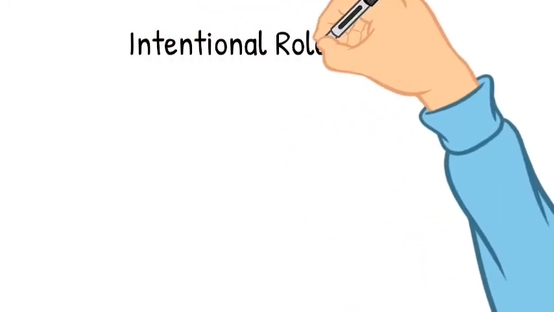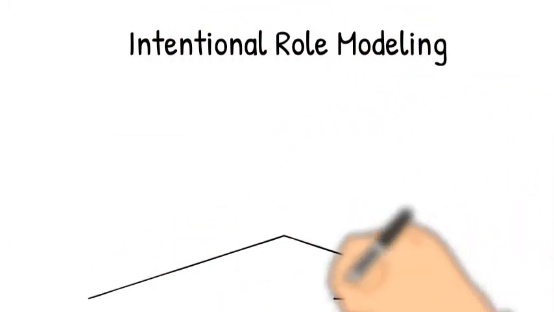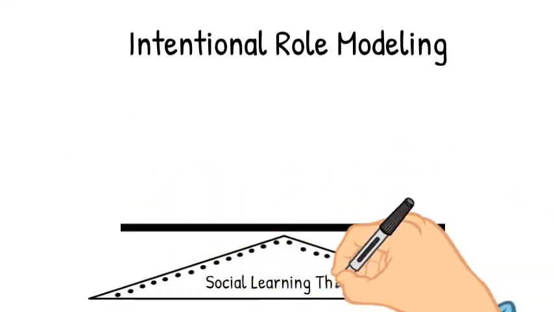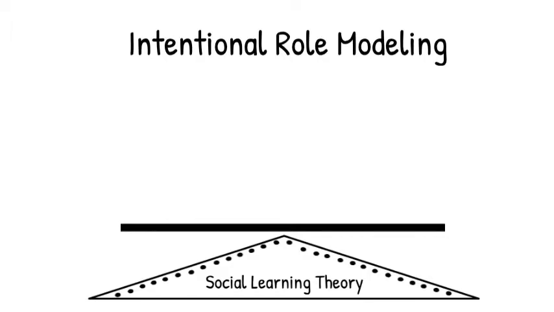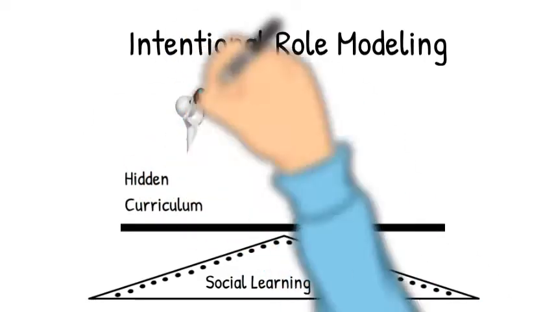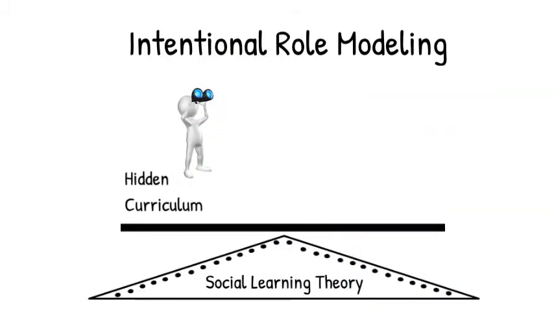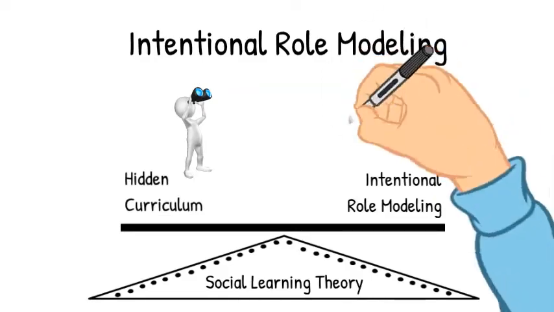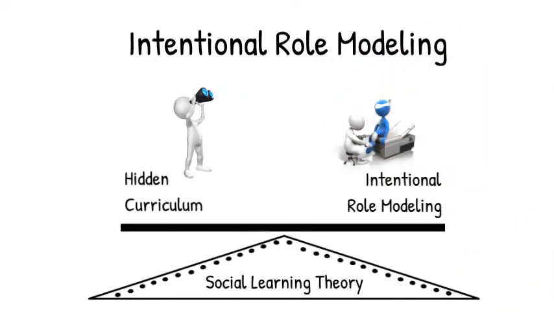Today, I'm going to talk about intentional role modeling. There's 3 key ideas I'll talk about. First, social learning theory, which provides the theoretical foundation for intentional role modeling. Then, hidden curriculum, which is a side effect of social learning. And intentional role modeling as a way to teach adults in a performance context, such as clinical medicine.